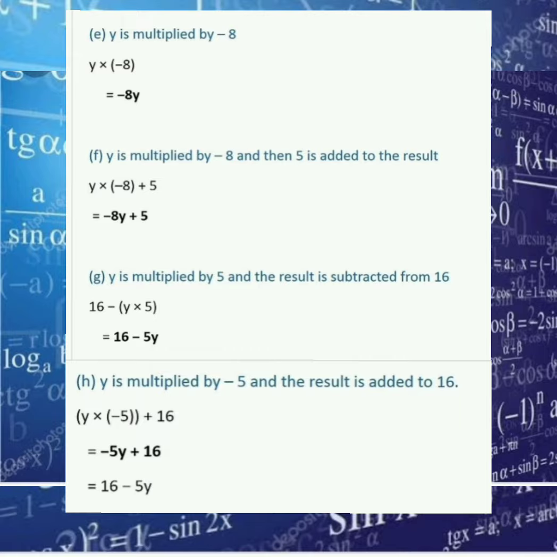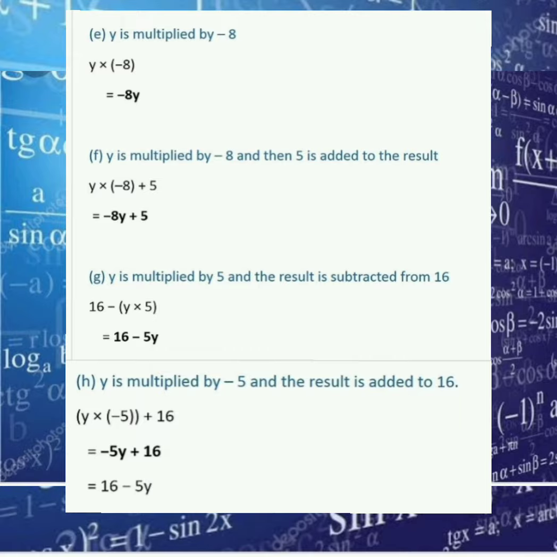The next, y is multiplied by 5 and the result is subtracted from 16. So first we will multiply y with 5 and that product is subtracted from another term, that is 16. So as already mentioned, subtracted from 16 means 16 minus y into 5, so 16 minus 5y.